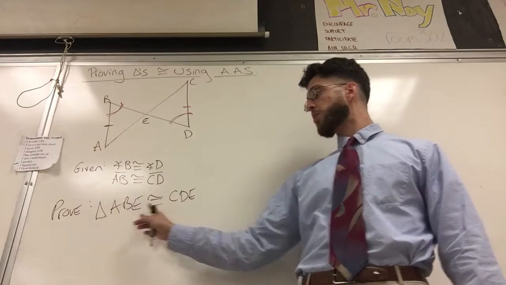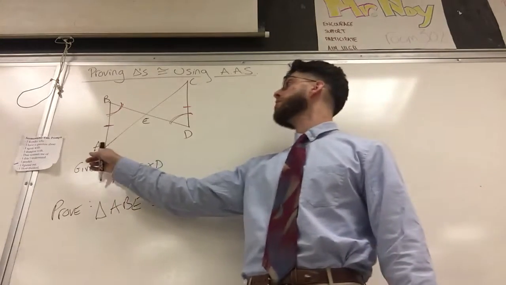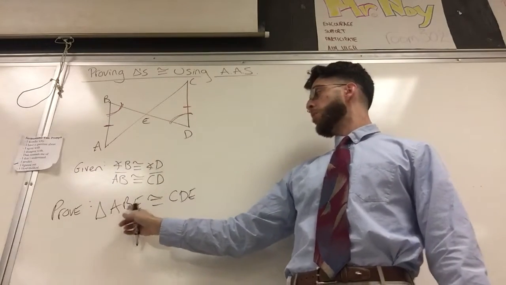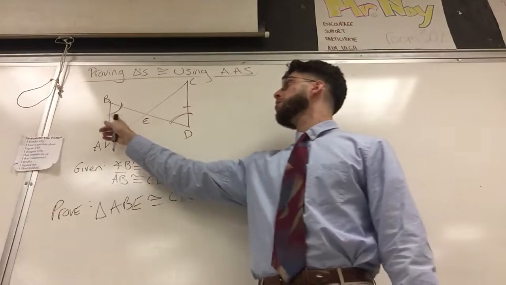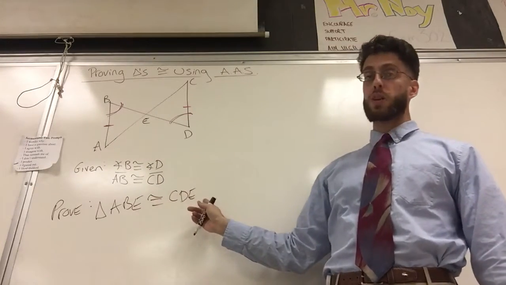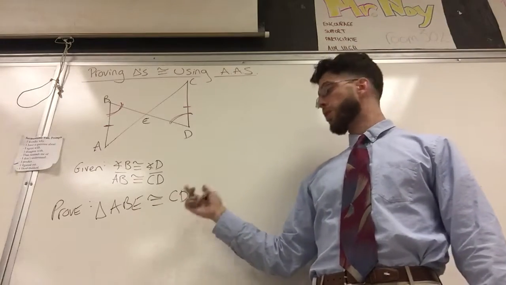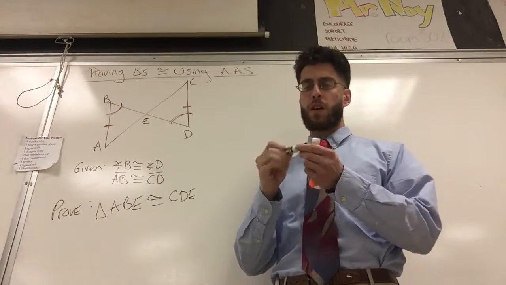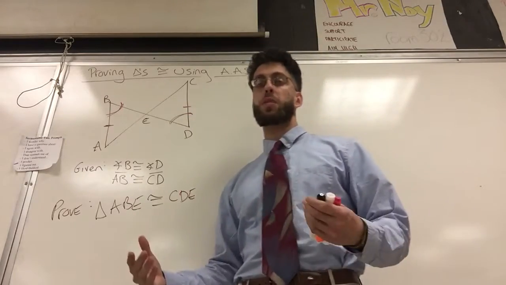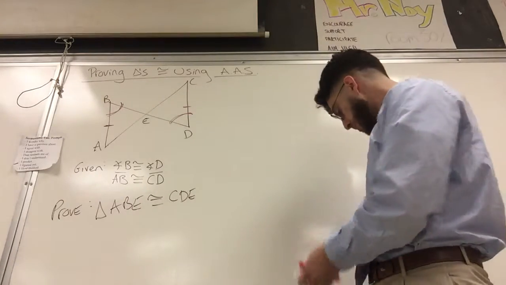So notice my A is corresponding to my C. A is here, C is here. They're corresponding. My B is corresponding to my D. B is up here, D is down here. And of course, E is corresponding to E. That should be obvious. This is actually a trick, or not a trick, a clue. Something's missing, but this is the clue on what is missing. So let me start my proof, and you'll see what I mean.